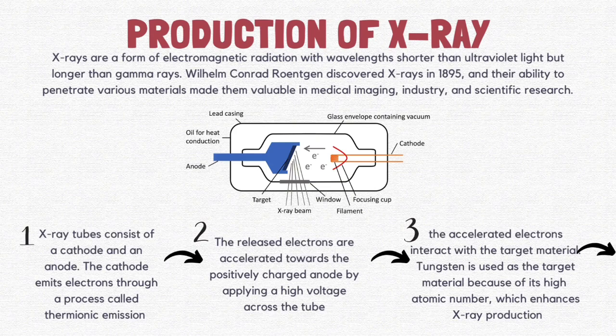Next is the interaction with target material. When the accelerated electrons strike the anode, they interact with the target material. In most medical X-ray tubes, tungsten is used as the target material because of its high atomic number, which enhances the X-ray production.